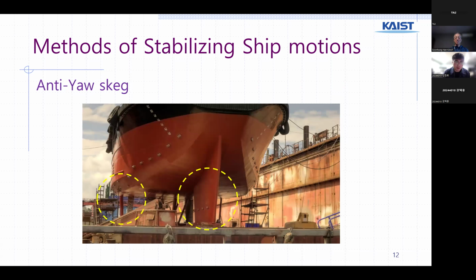In this picture, the yellow circle shows where the anti-yaw skeg is located. The skeg helps stabilize the ship by providing resistance and reducing yawing. Also, the skeg protects the propeller or rudder when the ship hits a shallow sea or obstacle.